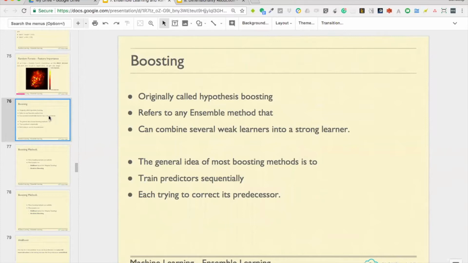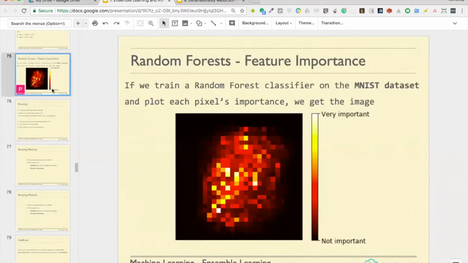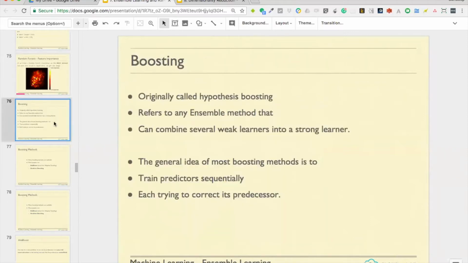Instead of doing it in parallel, we do it in sequence. A question from Kamal is: how is the feature importance number calculated?